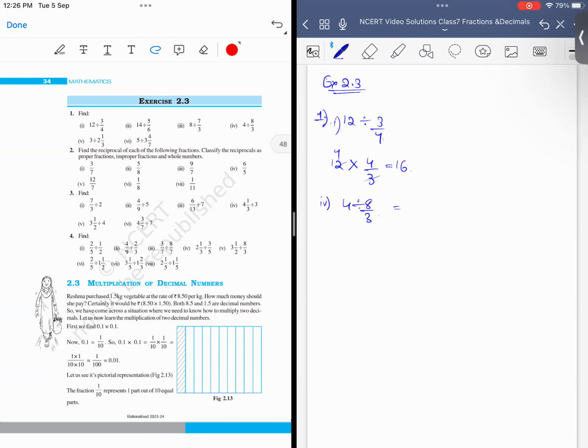Again, what was the process? The division changes to multiplication and we invert the second fraction, and then factor out 4 and 8 2 times, that is 3 by 2. Okay, likewise, we can do the rest.